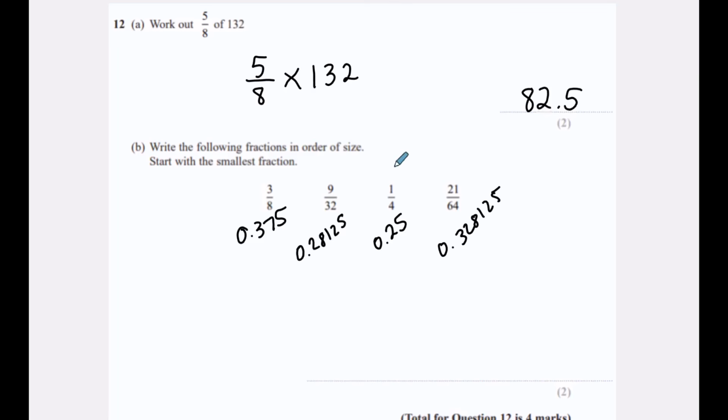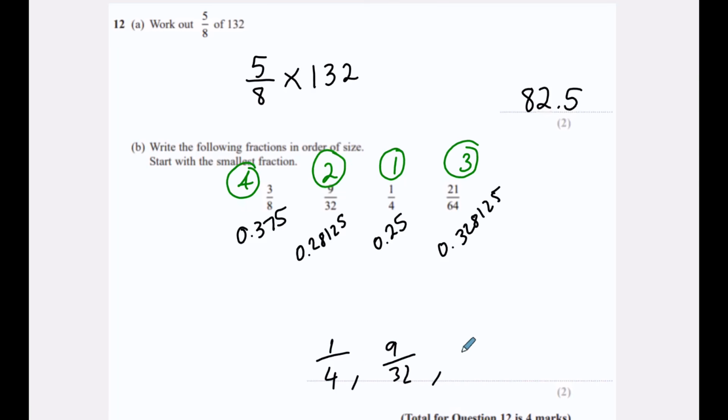So now they're easy to order. So the smallest one is 1/4, then 9 out of 32, then 21 out of 64, and then 3/8. So use the fractions. 1/4, 9 out of 32, 21 out of 64, and then 3/8. We could have also made all the denominators the same. That would be another way to order them. Which would be, if you didn't have a calculator, that would definitely be the best way of doing it.